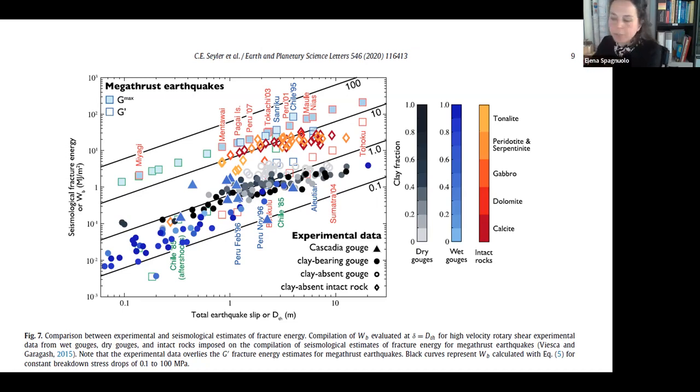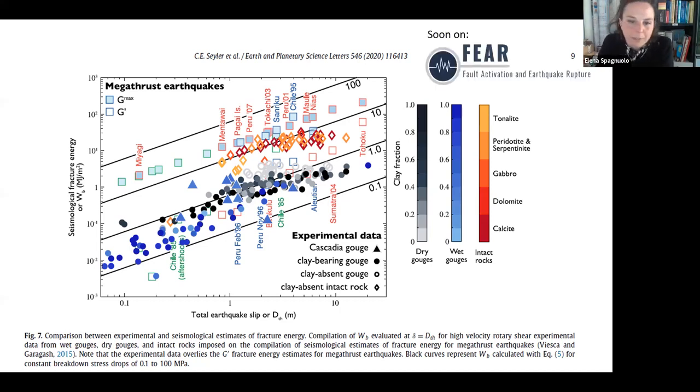And all the machines that we use on dry gouges, wet gouges, intact rocks, and the seismological estimation for megathrust earthquakes seem to suggest that there is some comparison. So they are comparable. And this is nice because that means that the experiments can represent what is happening in the megathrust regions. And this is just an advertisement that this is exactly what we want to do in FEAR. So we want to understand a little bit better what kind of parameters we can compare between the different machines, and also what we can compare with the real earthquakes.